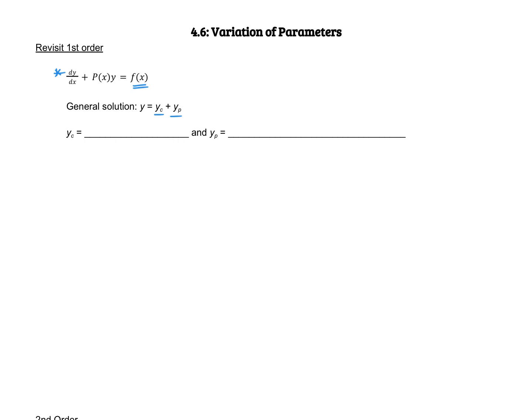So our characteristic solution is C1 e to the negative integral of p of x dx. The particular solution, we haven't found a general solution for this yet, but I'm going to tell you what it is. So it ends up being e to the negative integral of p of x dx, and then you have the integral of e to the integral of p of x dx times f of x dx. We're going to derive that in a minute, but that's what we're going to end up finding.